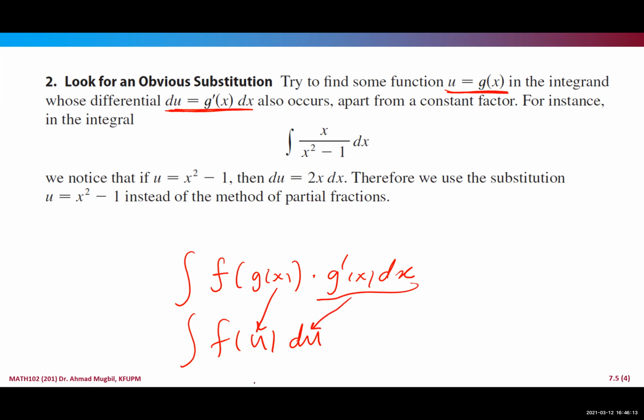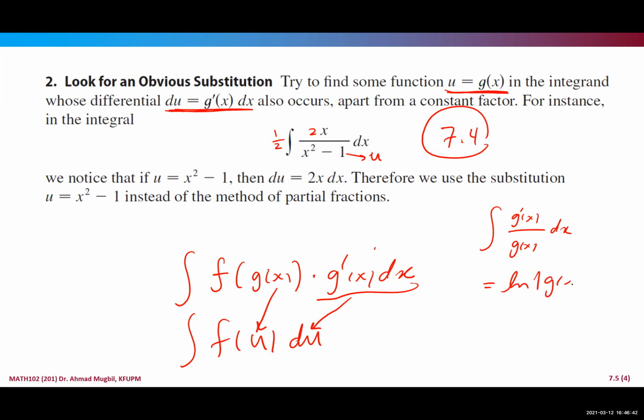So like here, for example, you can use 7.4, by the way. You can use partial fractions here, but it is easier to use u substitution, because if you think about this to be u, then this will be du just by a half. If you just multiply by 2 and divide by 2, then you will have a function in the denominator, and here you have the derivative. In this case, it will just be the ln of the function in the denominator.